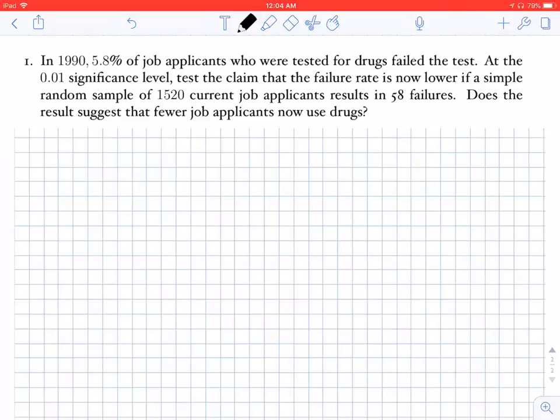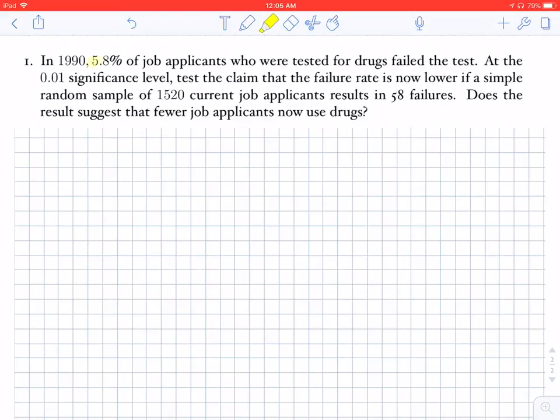Today I'm going to go over hypothesis tests about population proportion pi. So let's get it started. First of all, we need to look at the argument or claim. What kind of claim is that?